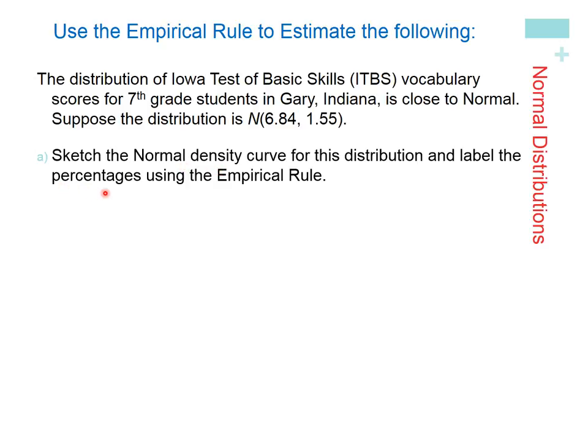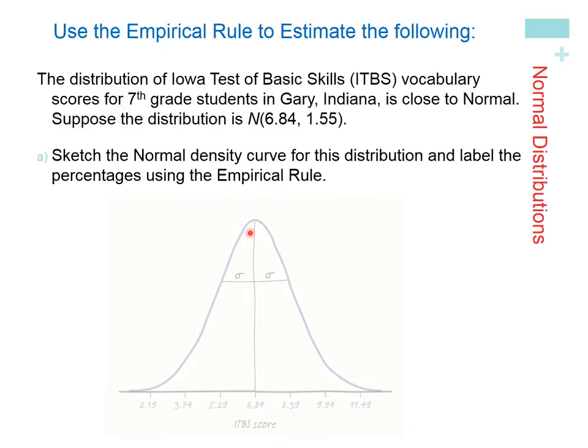So what I would like you to do is sketch the normal density curve for this distribution and label the percentages using the empirical rule. So when you sketch a normal density curve, what you want to do, like I said, draw your mean in the middle, and then draw three standard deviations to the right of the curve and three standard deviations to the left of the curve. So go ahead, take a minute and try that.